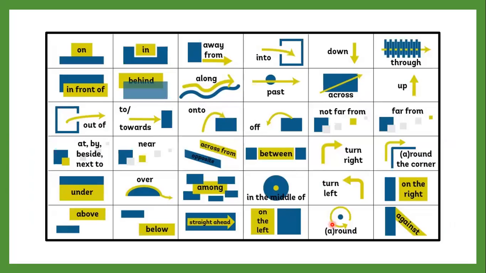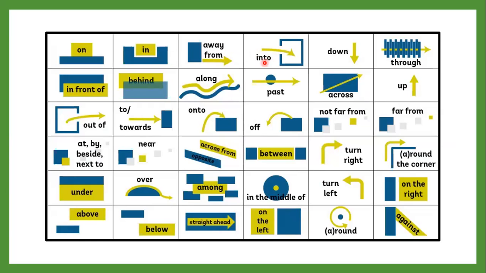Okay, this is a chart of prepositions. The first one here is on. Now see, when something is on, that means it is touching the surface. In is when something gets inside it. So when something goes inside something, then it's in. Away from, that is, there's a distance between the things. Into is when something is going inside it. Okay, she is walking into the room. The train is going into the tunnel. So when something is going inside, then we use into.